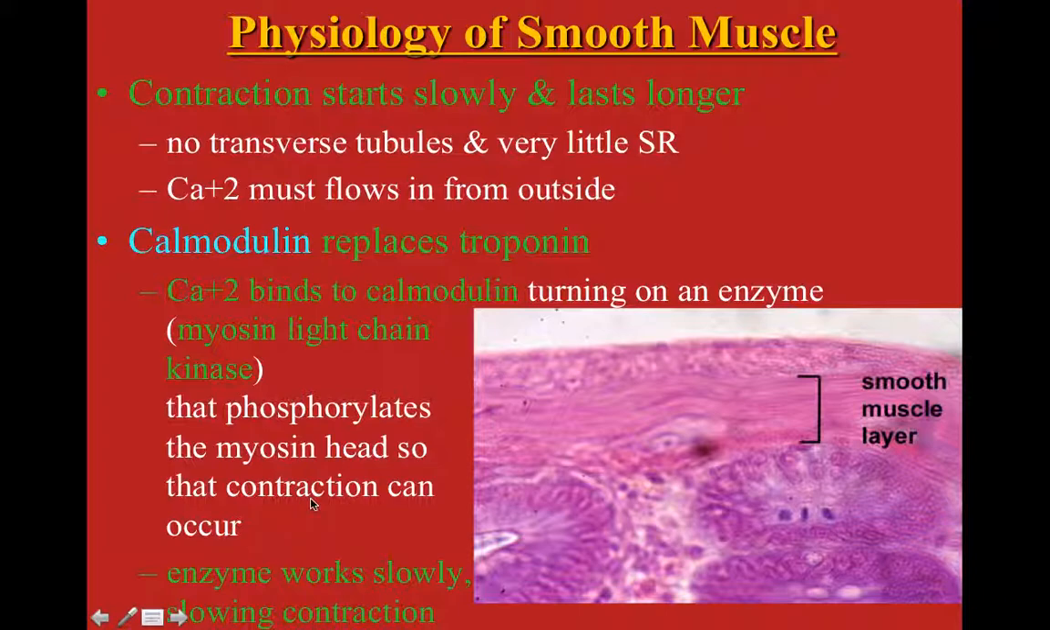And when the myosin and actin bind together, remember, the smooth muscle contracts in a helical fashion that kind of just squishes and twists together. All right, and this enzyme, this kinase, works slowly, slowing the contraction. It's not a real fast contraction like we saw in skeletal muscle, and even faster with cardiac muscle.